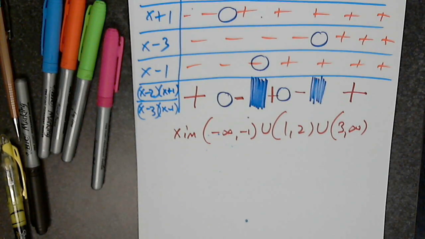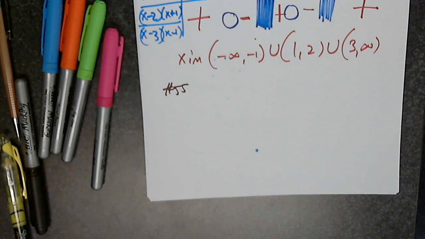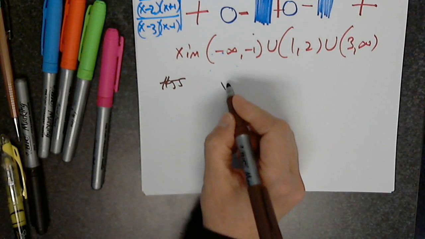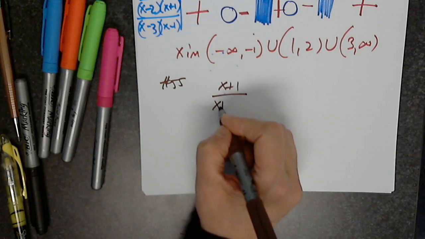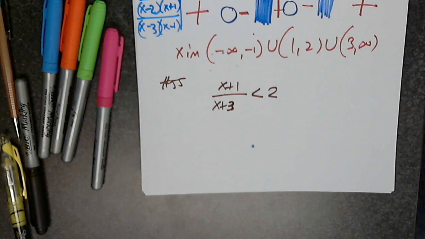Yeah, I would like to do 55. And then we'll continue with something else. X plus 1 divided by x plus 3 less than 2. What do I have to do first?